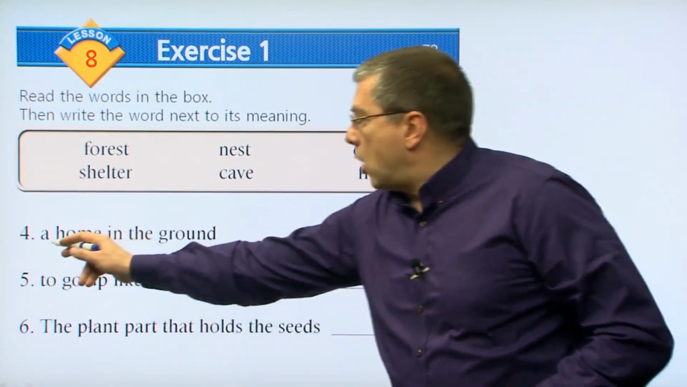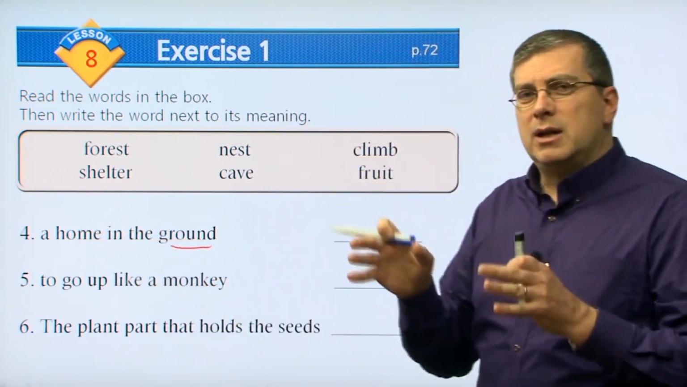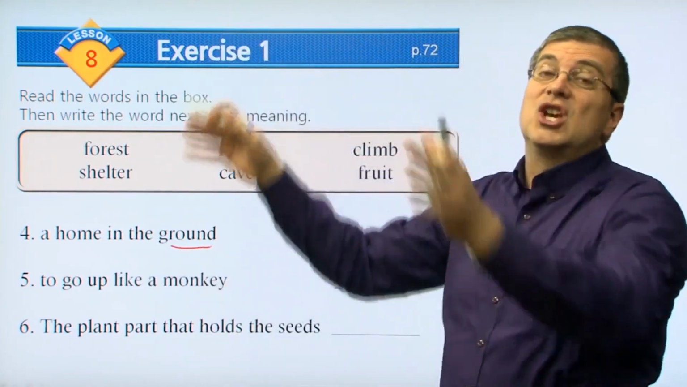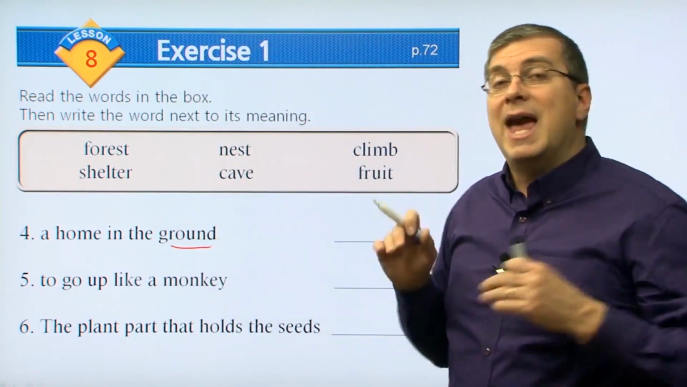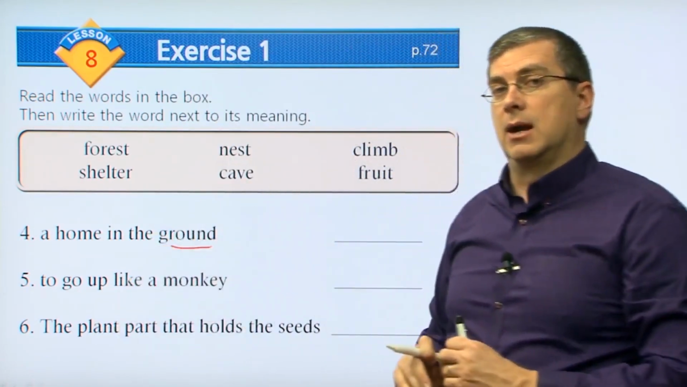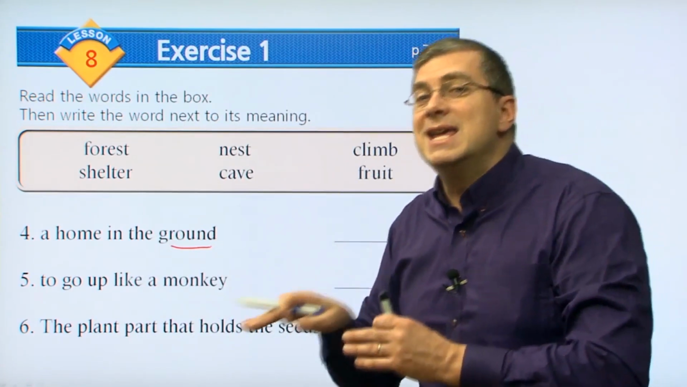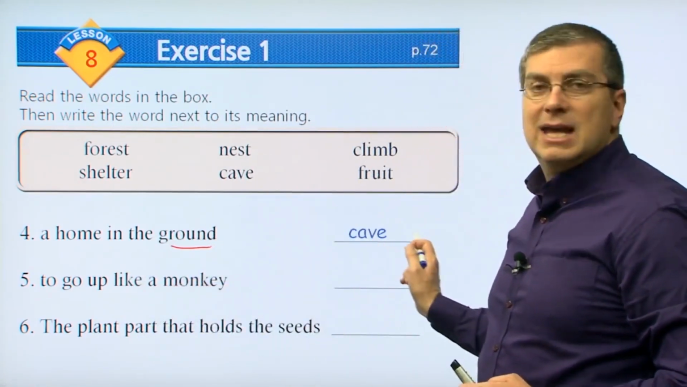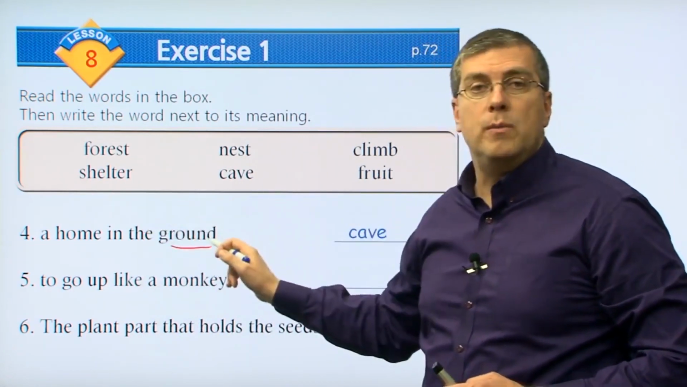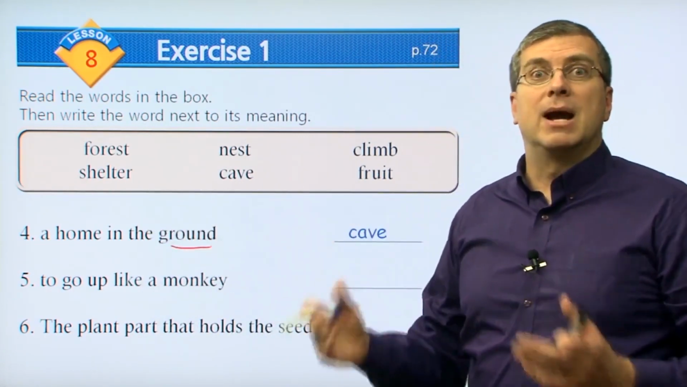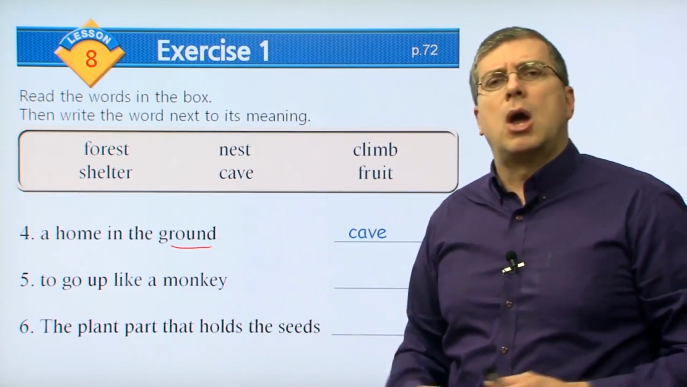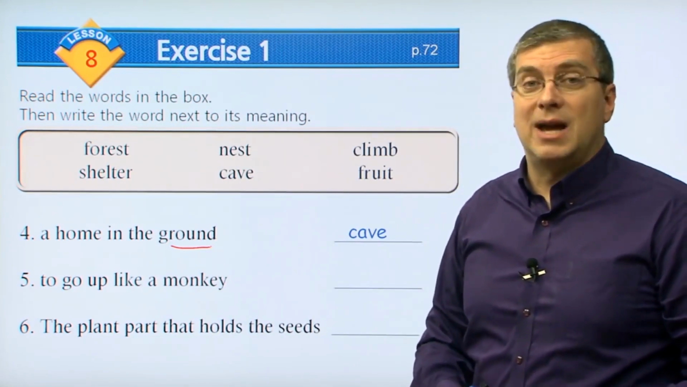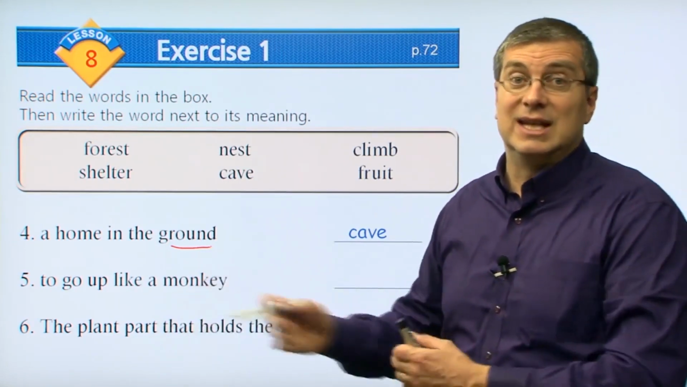Number four, a home in the ground, right? We're talking about in the ground. Now, some animals will dig it, or sometimes it's just there. It's been there for a long time, and an animal will move in there, and it's usually underground or in the ground. What type of shelter is it? We call it a cave. A cave is a home in the ground. Bears and wild dogs and other large animals will live in a cave. A long, long time ago, human beings lived in caves.